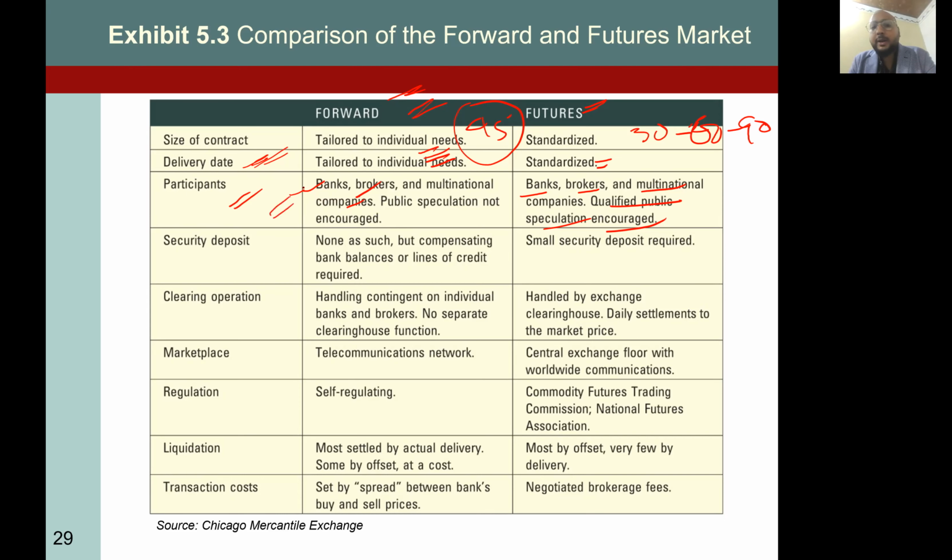So both participants are, not exactly the same, but 90% the same. The only thing is that in forward, public speculators are not involved. Like if I want to make a benefit, I can go to futures.